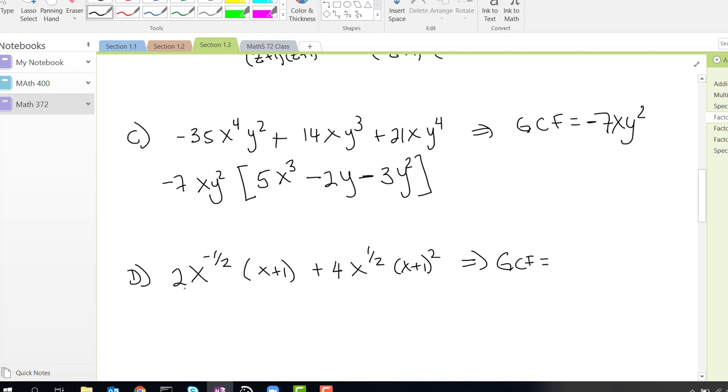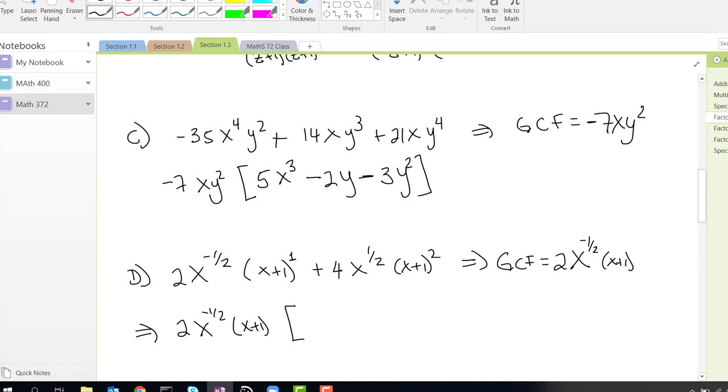So the GCF in this case is, notice that every time we take something out from a variable, we take out the one with the smallest exponent. So here, between x to the minus 1 half and x to the positive 1 half, which one is smallest? Well, negative 1 half. So we're going to take, and from the coefficients, a 2. So we're going to take out the x to the negative 1 half. And from x plus 1, that's x plus 1 to the first, and x plus 1 squared, we're going to take out an x plus 1 to the first. So that's our GCF. So when we factor, I'm going to have my GCF on the outside.